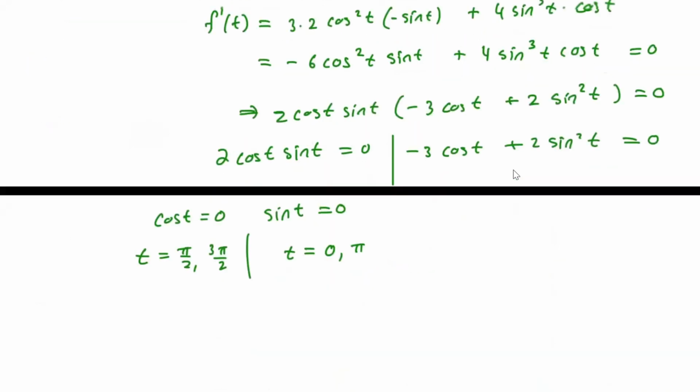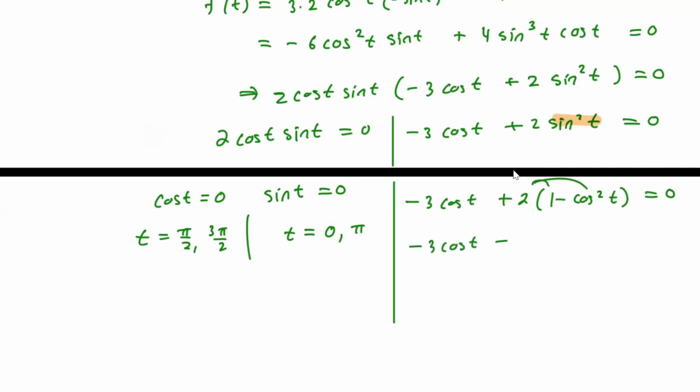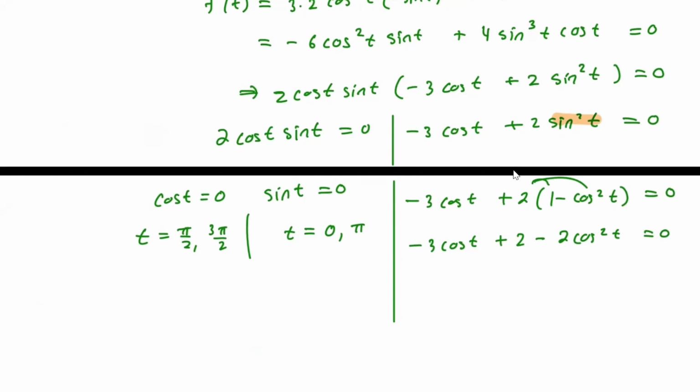All right. Now, the next equation, we can rearrange. I'm going to rewrite this by using the Pythagorean identity. So we have -3 cosine of t plus 2 sine squared t, which can be written as 1 minus cosine squared of t, equals 0. And then with a little distribution, you'll have -3 cosine of t plus 2 minus 2 cosine squared of t equal to 0. Let's rearrange and multiply by -1. So you'll have 2 cosine squared of t plus 3 cosine of t minus 2 equals 0.